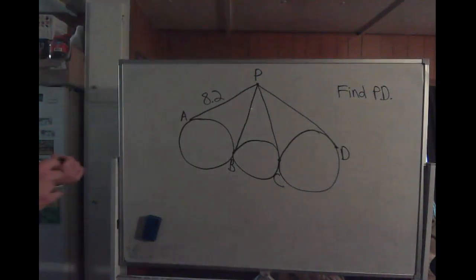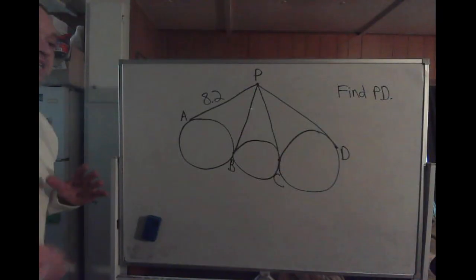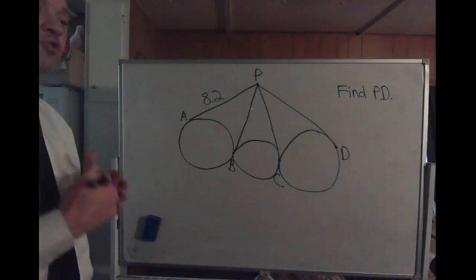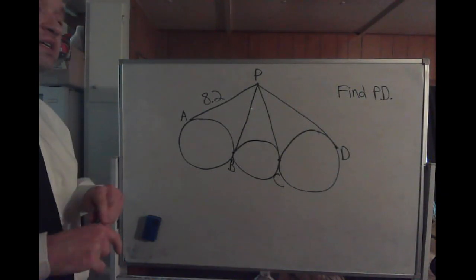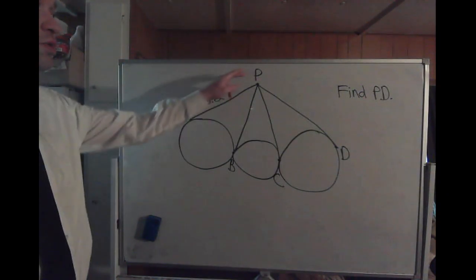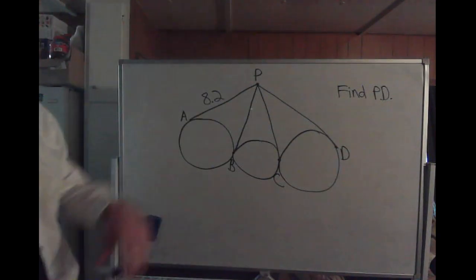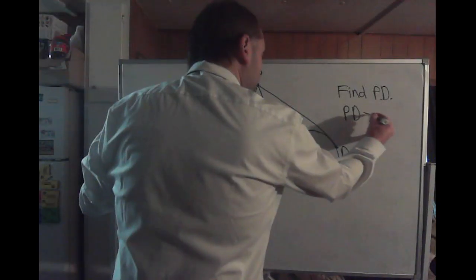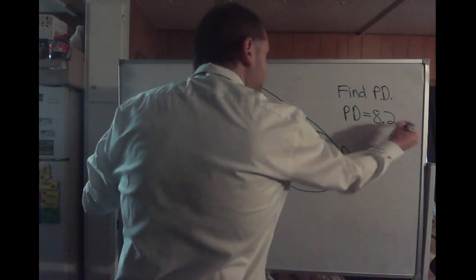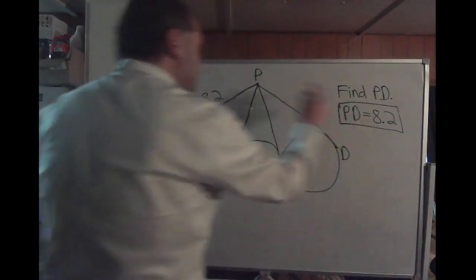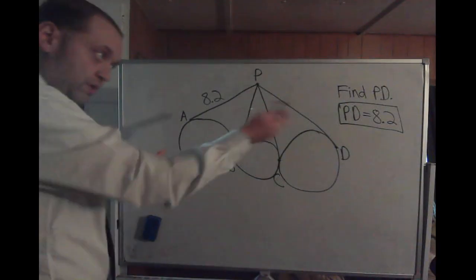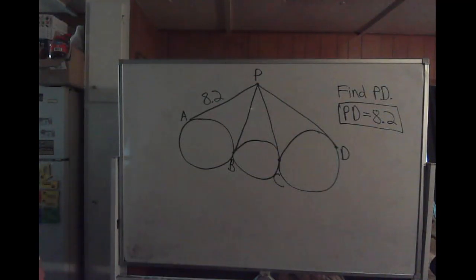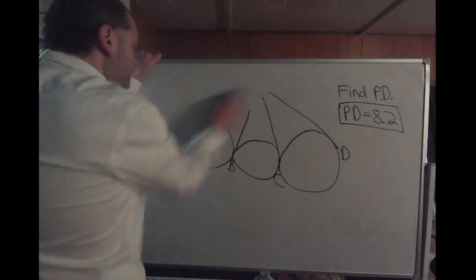Well, do we remember that corollary that states that tangent lines from a single point are congruent? So if you have 2 or more tangent lines that all originate from a single point outside of the circle, they're congruent. So that means that PD would also have to equal 8.2, because the tangent lines all originate from the same point. So PD also has a length of 8.2. All right.